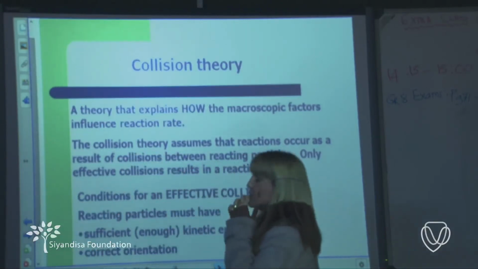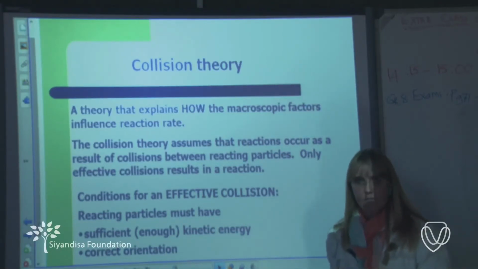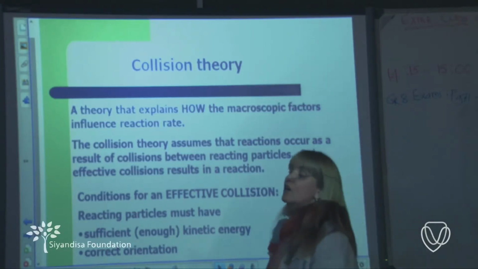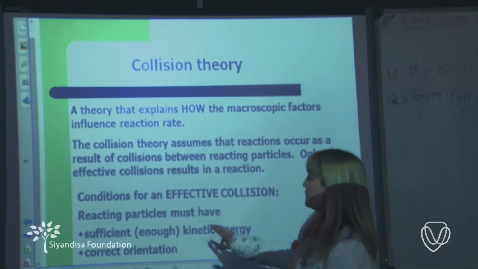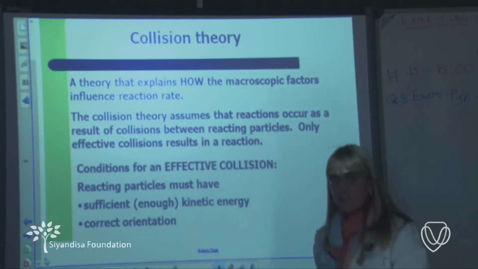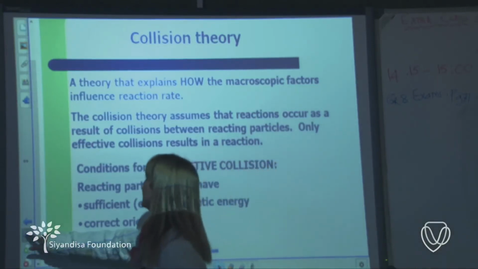All right, now let's use the collision theory to explain how each of those macroscopic factors influences the rate of a chemical reaction. Remember, what are the two factors in the collision theory? First of all, the reacting particles have to have sufficient kinetic energy, enough kinetic energy, and secondly, they have to have the correct orientation.